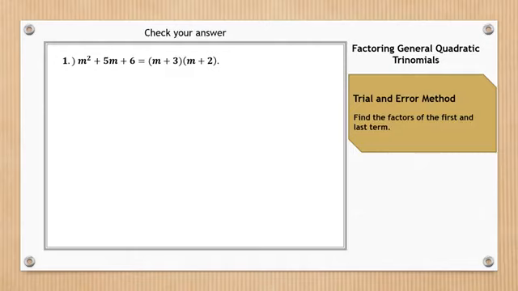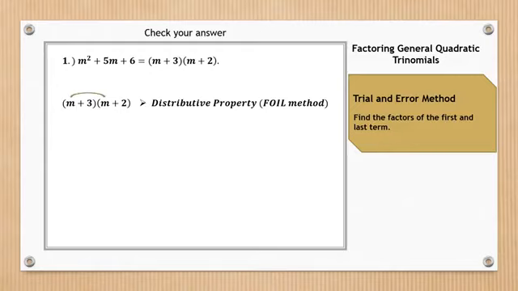So to check, you write down the factors and you apply the distributive property or yung FOIL method. Okay? To check and to verify if you got the correct factors. So m times m, FOIL, that is m squared. Next, m times 2, that is plus 2m. 3 times m, that is 3m. And last, positive 3 times positive 2, that is equal to 6.